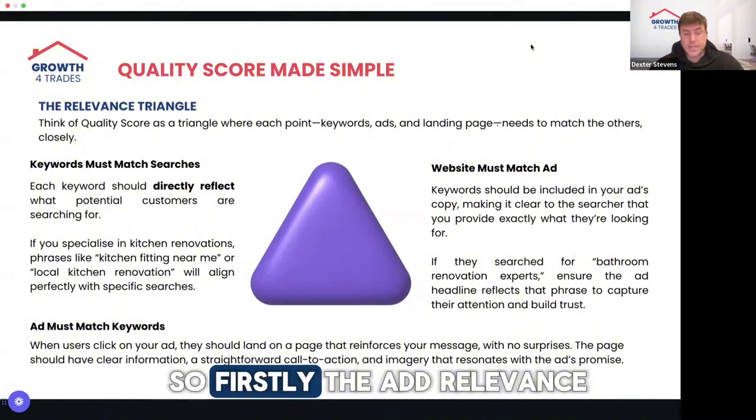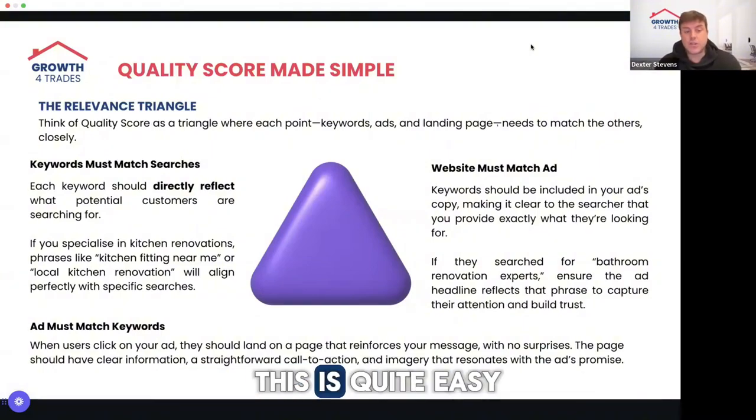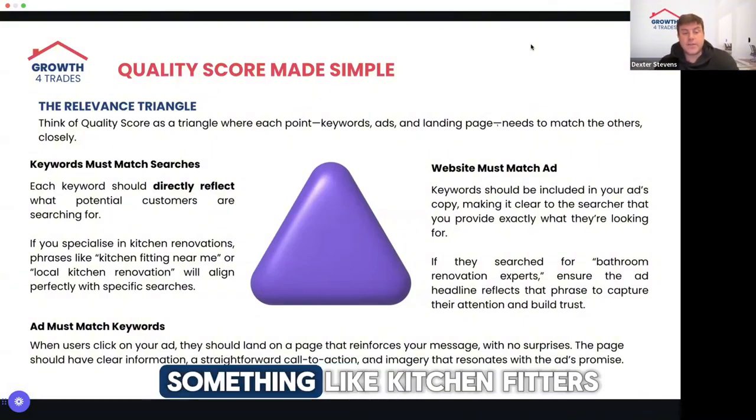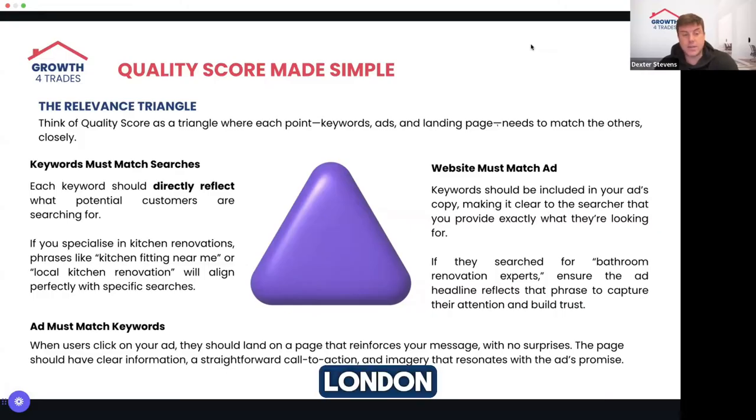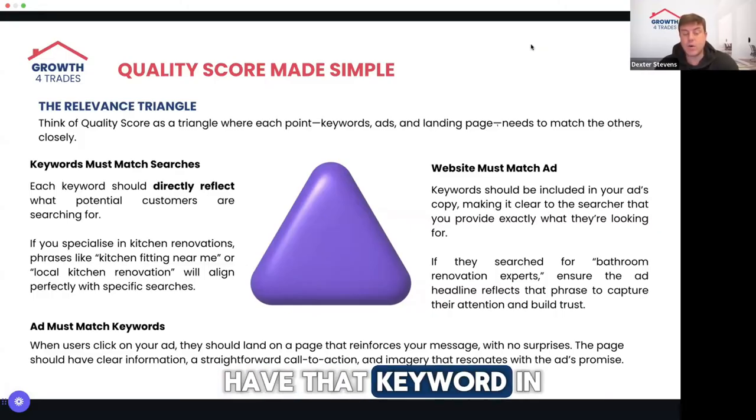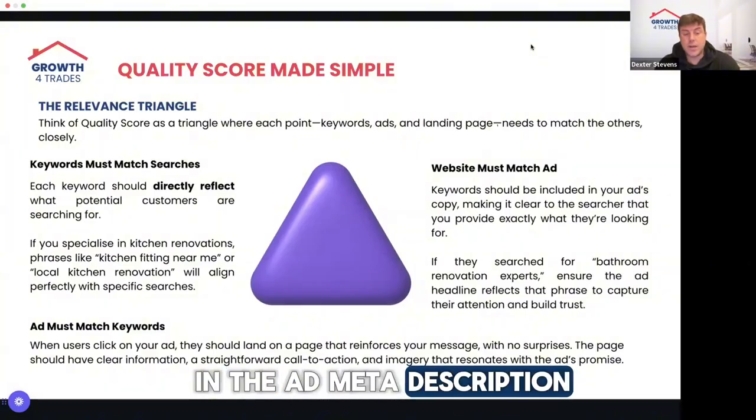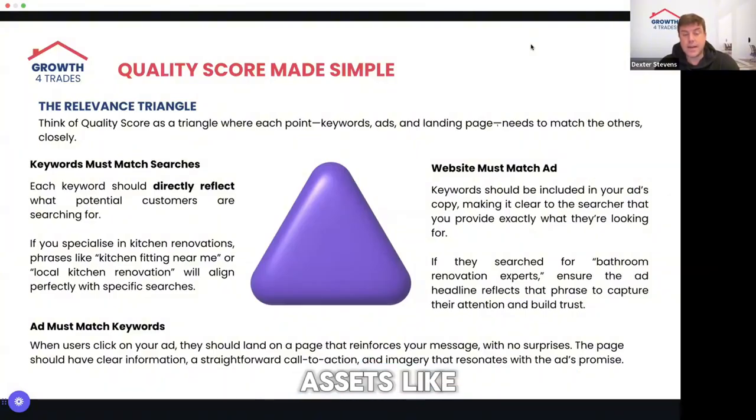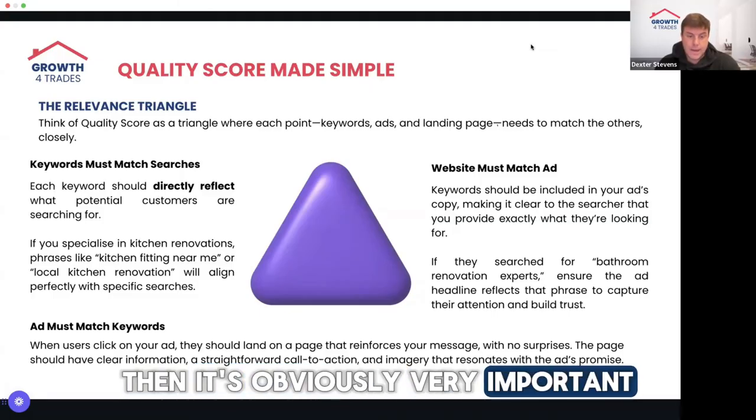So firstly, the ad relevance. This is quite easy to do. If you're bidding for something like kitchen fitters London, then you need to have that keyword in the ad title as well as in the ad description. And also there's various assets like site links within Google. So if you're implementing those keywords there, then it's very important.